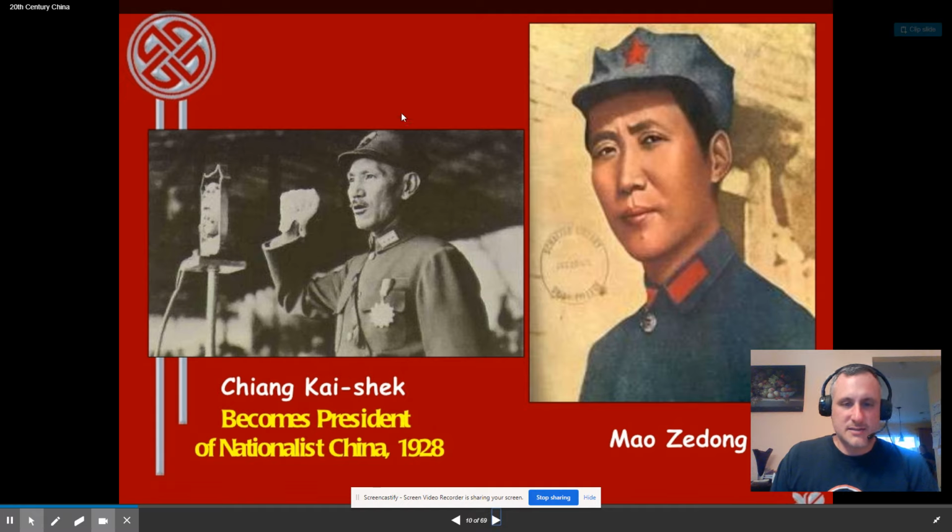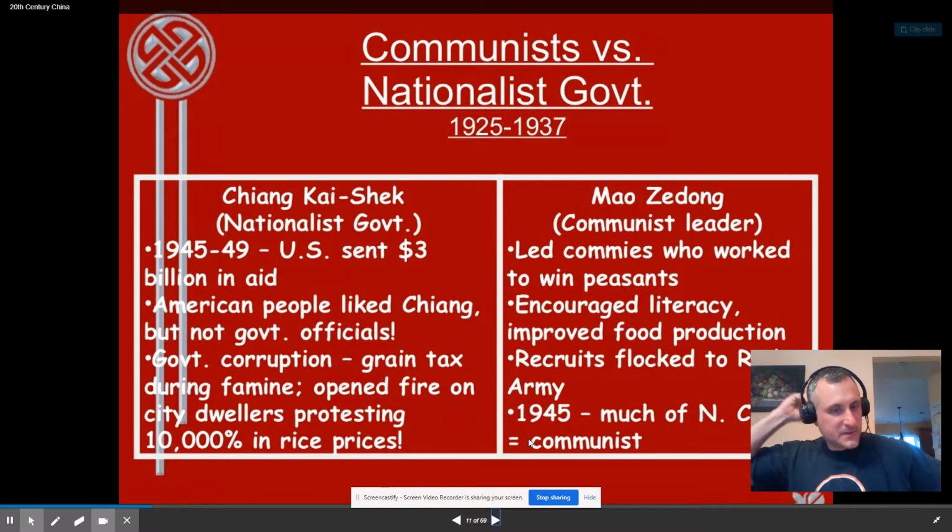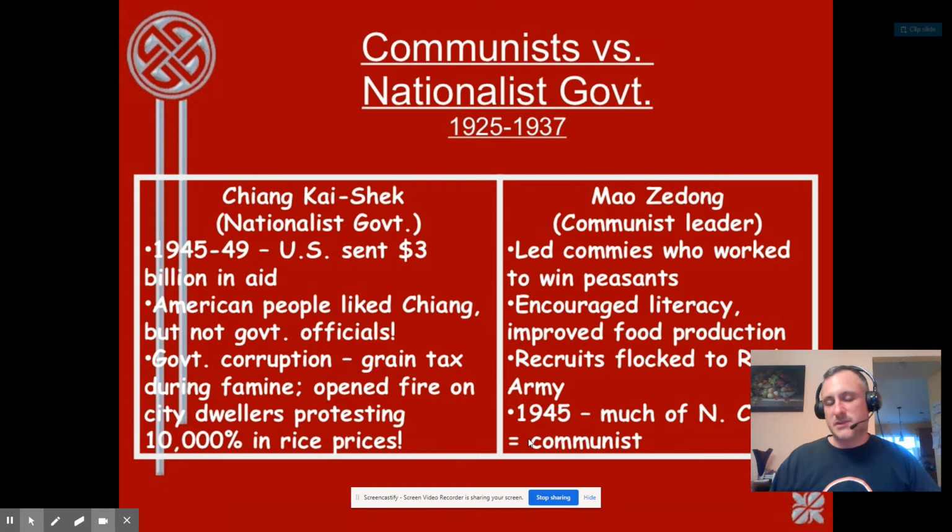Chiang Kai-shek is the leader, and that's something you have to write down for number 10. Chiang Kai-shek is the leader of the Nationalist Party. Mao Zedong is the leader of the Communist Party. He's the first answer to number 11. The second answer to number 11 is communist, right here. Okay, and that's a really good slide, and it kind of shows the difference between the two.